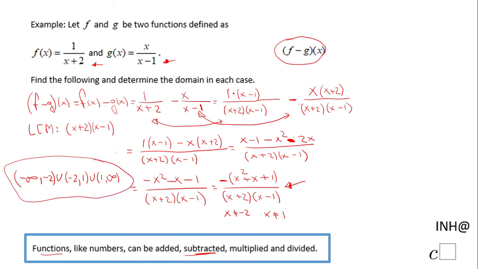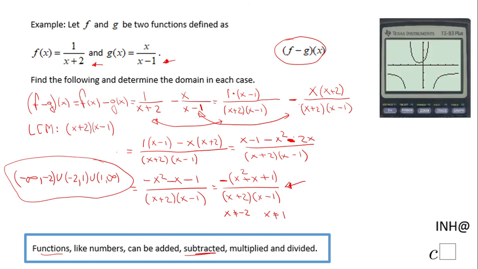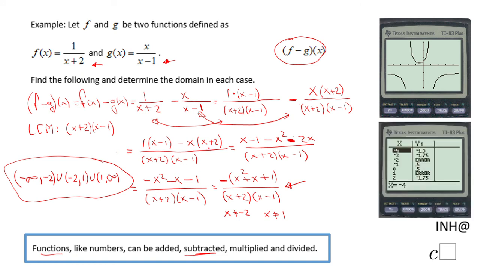Also, we can check the domain using technology, a TI calculator. What you see here is the graph of f minus g of x, and you notice vertical asymptotes at negative 2 and 1. And you can also notice in the table that we have an error at negative 2 and positive 1.